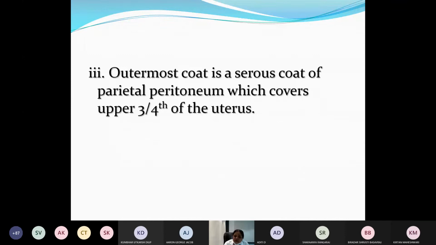The outermost coat is the serous coat of parietal peritoneum, which covers upper 3/4 of the uterus.